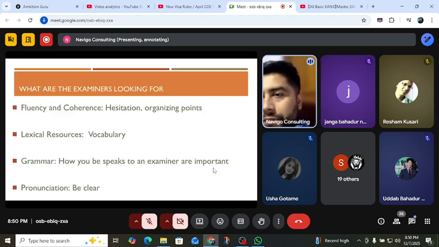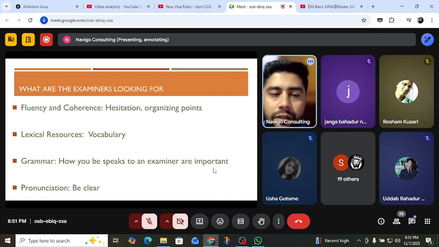Now, what are the examiners looking for? While you are talking with the examiner or interacting, the examiners are looking for these things, okay? Whether your speaking consists of this or not. So, fluency and coherence at first. So, hesitation and organizing points. Fluency means speaking at a natural rate without causing any hesitation or difficulty for the examiner to interpret what you are saying.